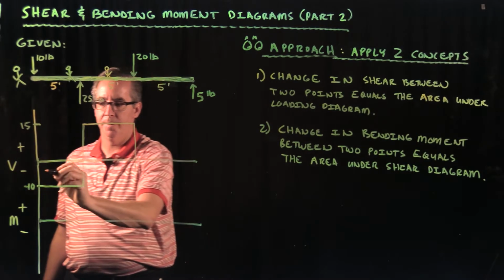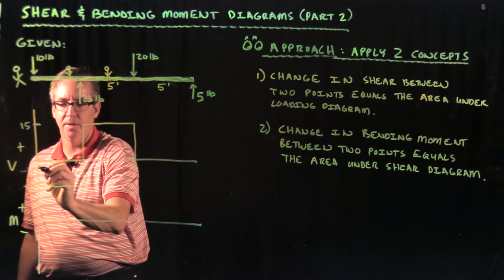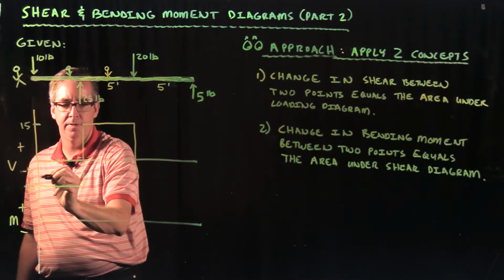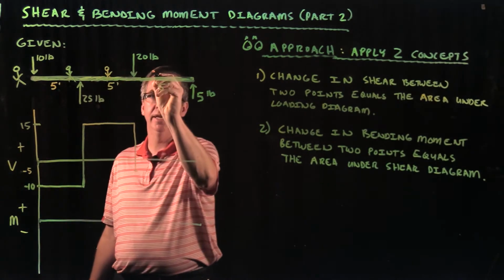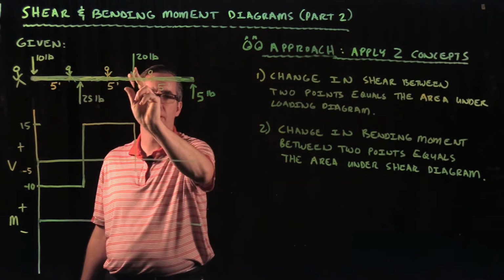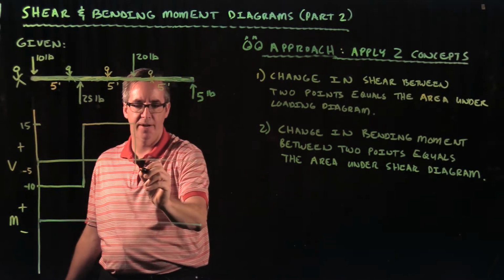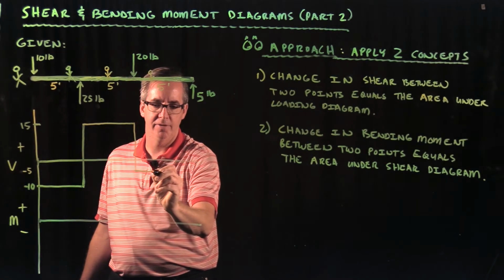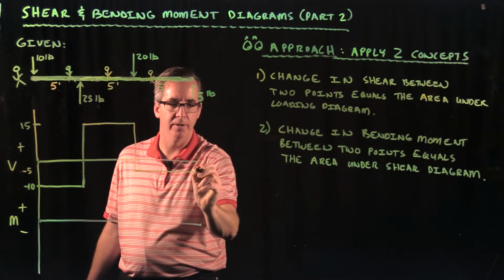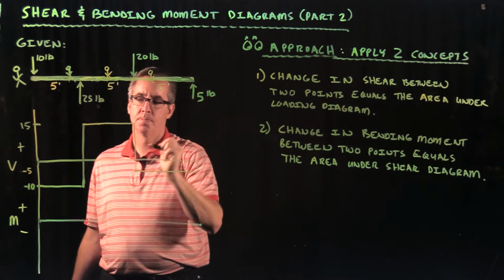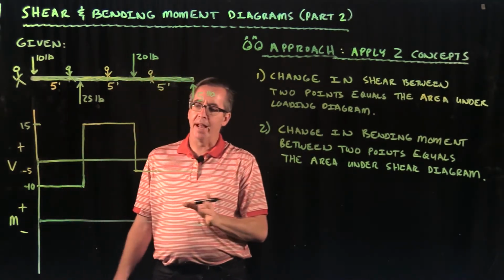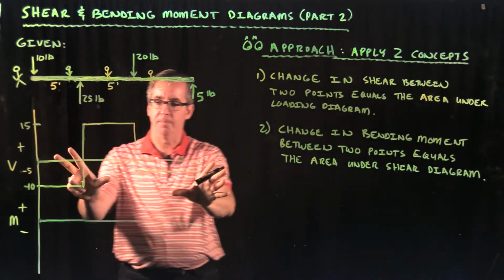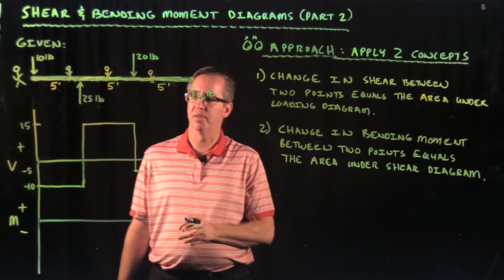Okay. This puts him at a value of minus 5. So I'll put this right here, minus 5. And then again, as he walks his way from the 20-pound load towards the reaction of 5 pounds, it's going to be constant because there is no area under the load diagram. And that essentially is what the shear diagram looks like.